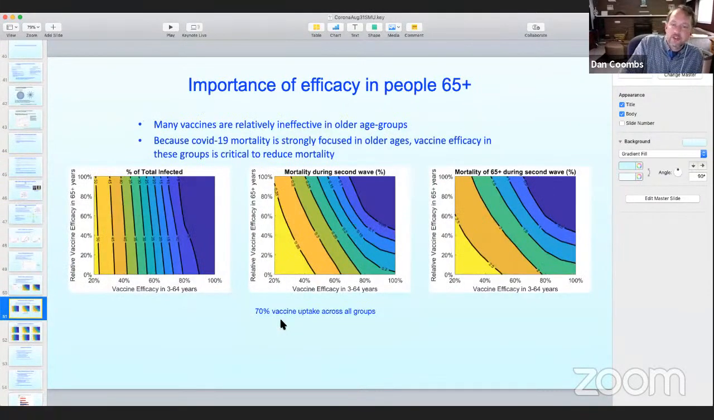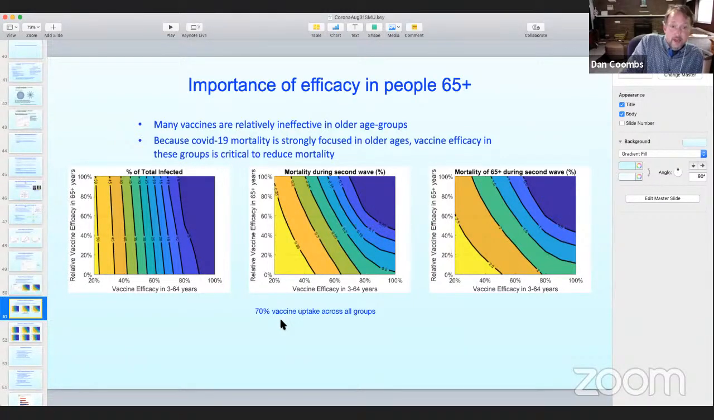What I think is more interesting, though, is when you start to break things out by age. So a lot of vaccines are relatively ineffective in older age groups. About 10 years ago, I was going to Africa and some family members were with me who were in their 60s. I got a yellow fever shot. They didn't, because the yellow fever shot just basically doesn't work in people who are over 60.